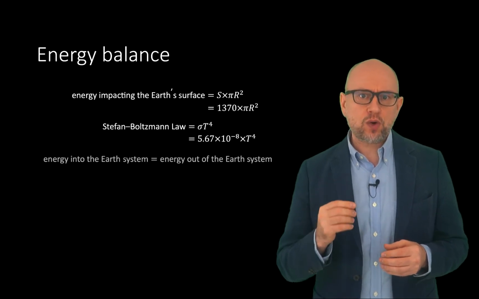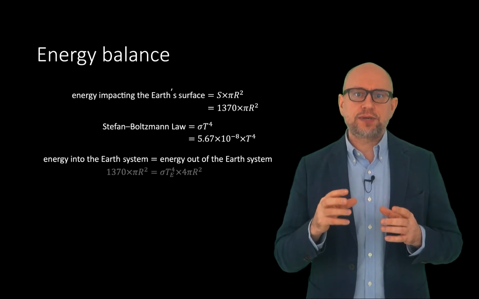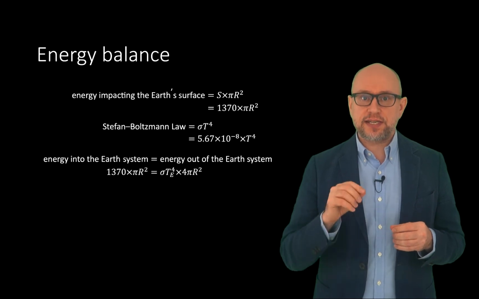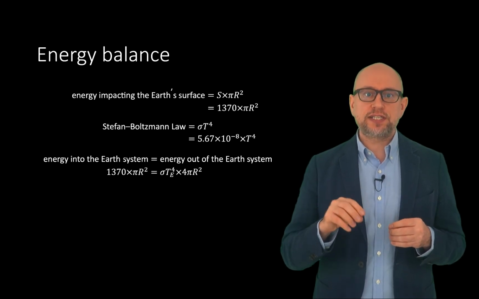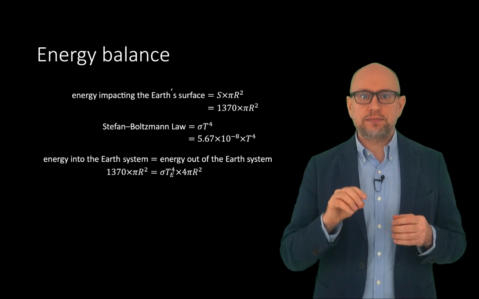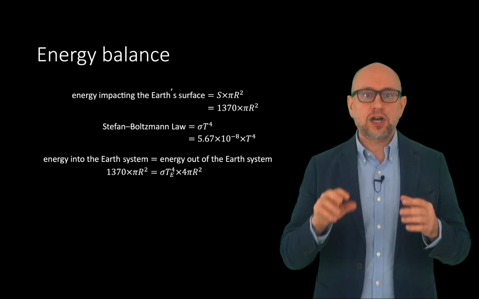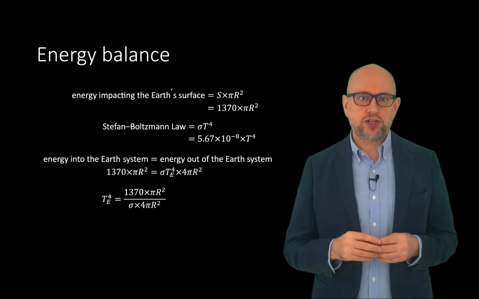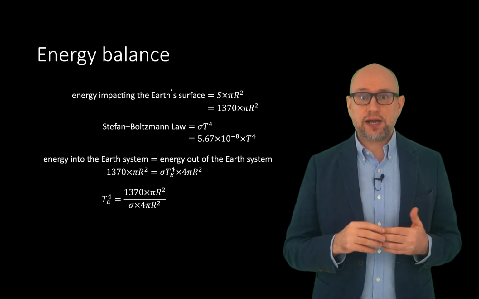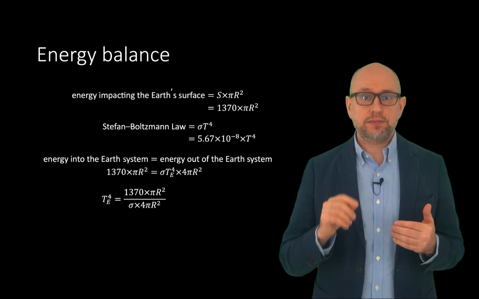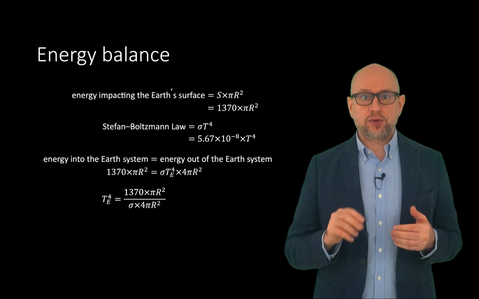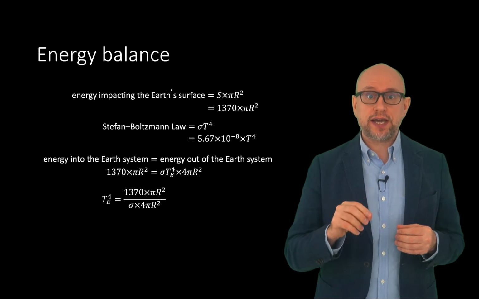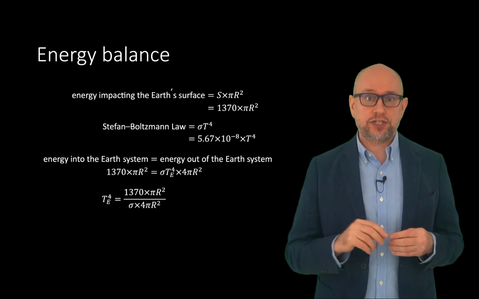So, if we equate these terms, then the energy into the Earth system per second is equal to 1,370 times pi r squared. And this is equal to the energy out per second, which is equal to the Stefan-Boltzmann constant sigma times the temperature of the Earth to the fourth power times 4 pi r squared. If we rearrange this expression, then T sub e to the fourth power is equal to 1,370 times pi r squared all over 5.67 times 10 to the minus 8 times 4 pi r squared. The pi r squared cancels, which leaves us to solve for the temperature.